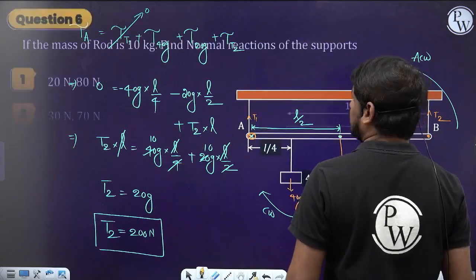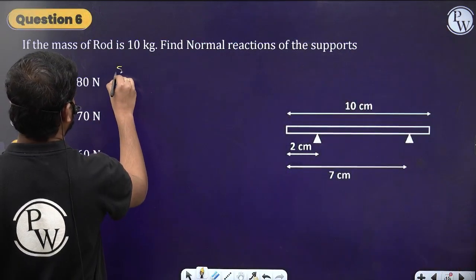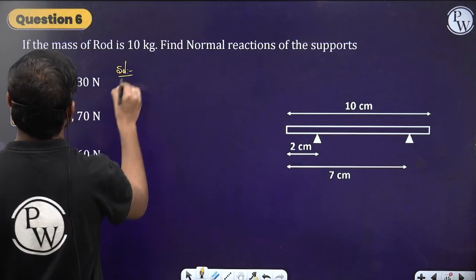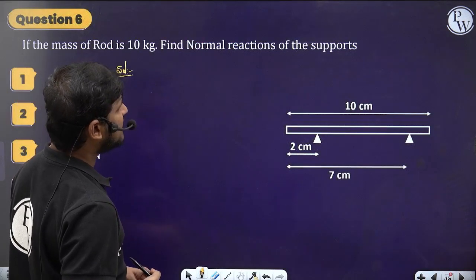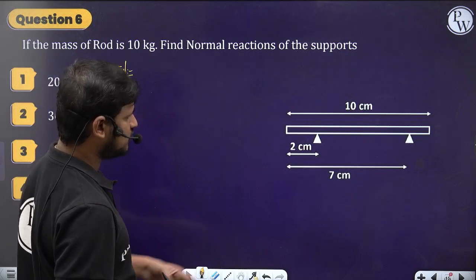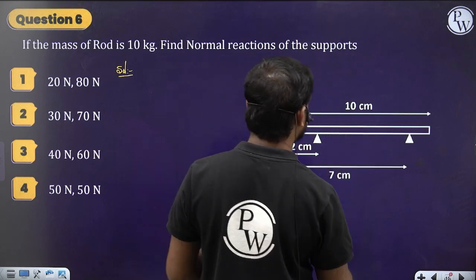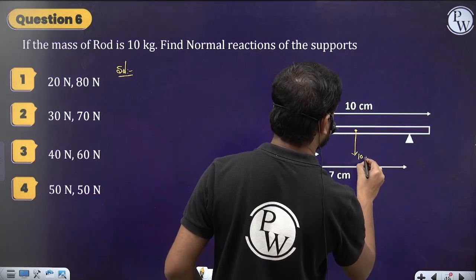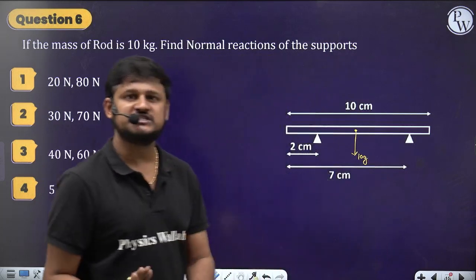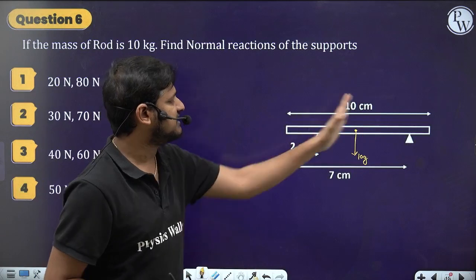So let's take one more question. If the mass of the rod is 10 kg, find the normal reactions of the supports. So here is one support and here is one support. So this is a 10 kg rod, its weight acts 10G downside. First represent all the forces acting on the body. This is the rod of mass 10 kg which is of length 10 centimeters.